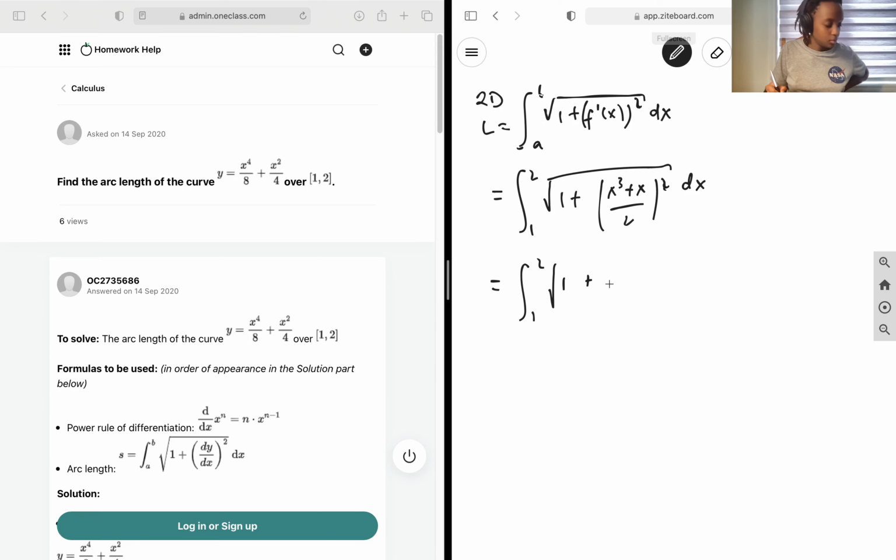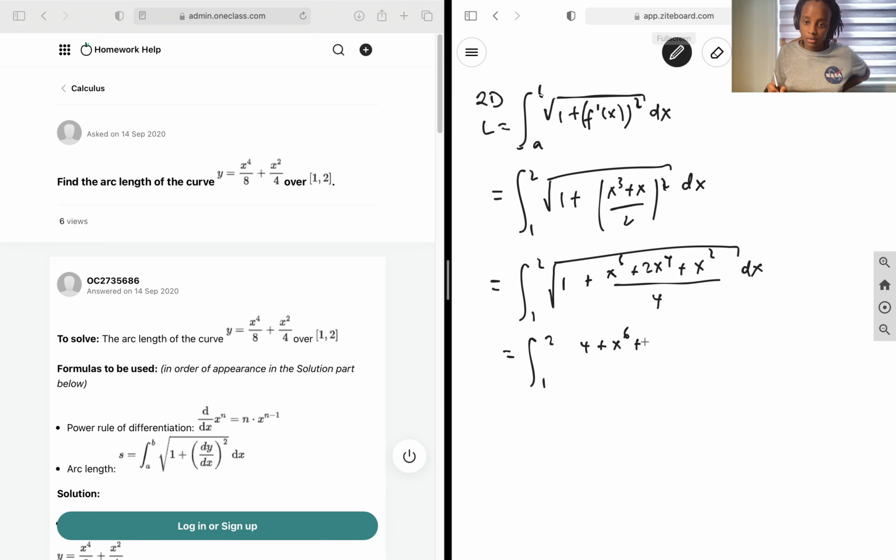Of root 1 plus x to the power 6 plus 2x to the power 4 plus x squared over 4 dx. And again, simplify it further, and it becomes 4 plus x to the power 6 plus 2x to the power 4 plus x squared all over 4, and we're going to be taking the square root, dx. We can pull the 1 over 4 out of the square root, and that becomes 1 over 2, and then we're just going to pull it out of the integral.